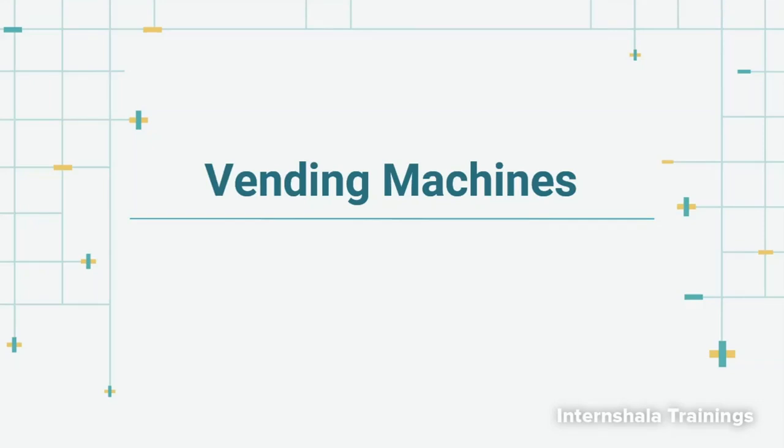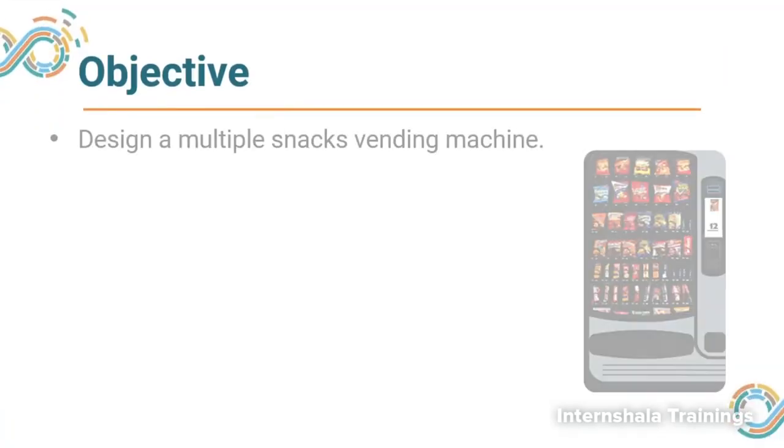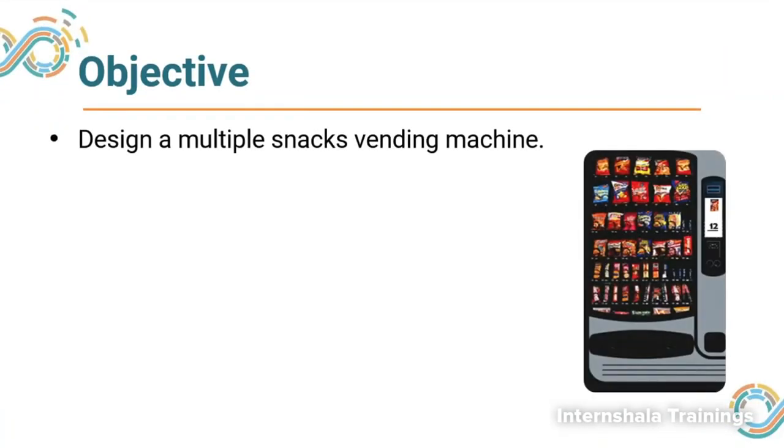Hi students, welcome back. So we are going to discuss another interesting project that is applicable in the real world, that is the vending machine. Here we are going to study how to design a multiple snacks or multiple product dispensing vending machine. You would have seen these machines at public places like railway stations and airports, and these are very useful because they don't need any human to operate.